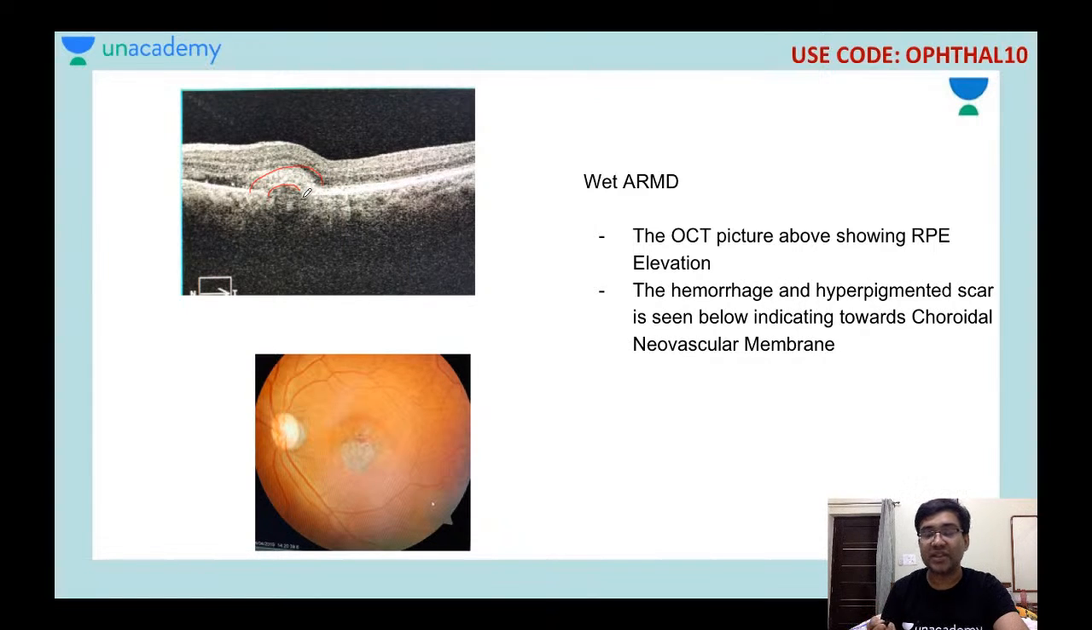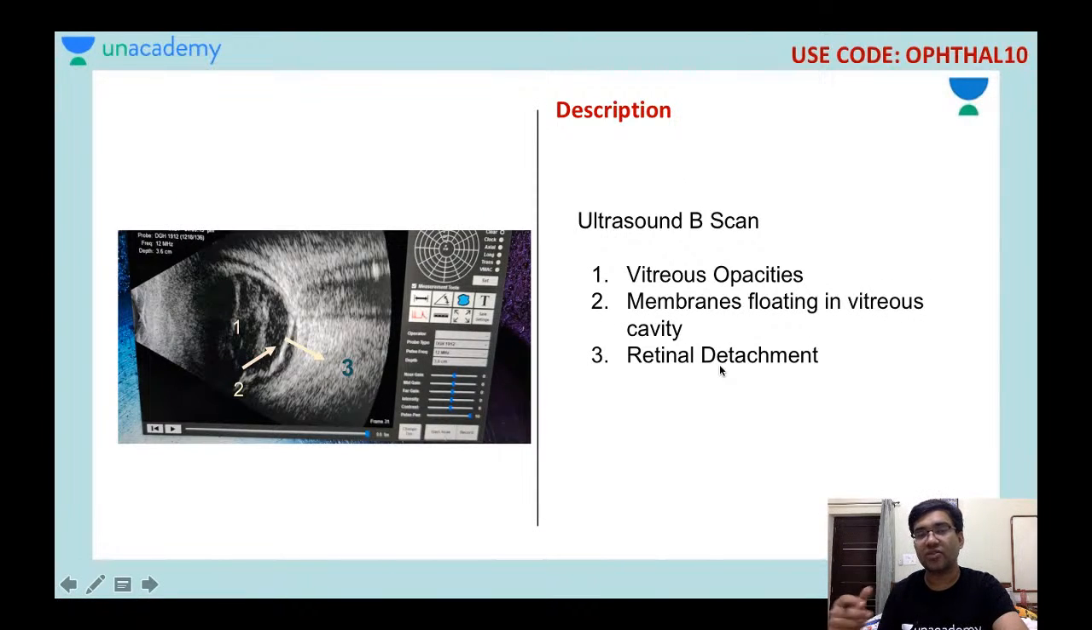But this can also be there in a dry ARMD. So when you see the fundus photo, you can see a hyperpigmented scar also here. Okay, so the hemorrhage and the scar here basically are telling you that this patient is not a patient of the dry ARMD, but this is of wet ARMD.